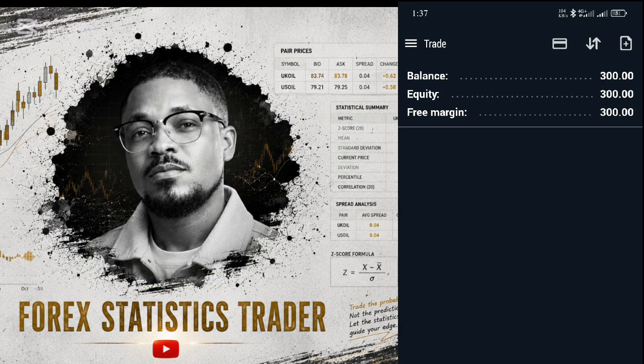I will find out when these two assets that I'm monitoring closely normally move together, and when they become temporarily inefficient or mispriced, then I will position for their relationship to return to normal. This is exactly what I will do. This is exactly what I'll be doing in this challenge. This is how I'll be trading this $300.